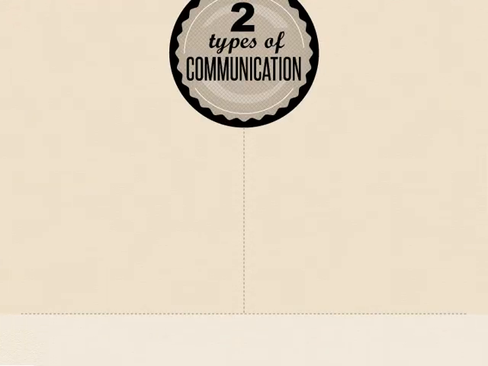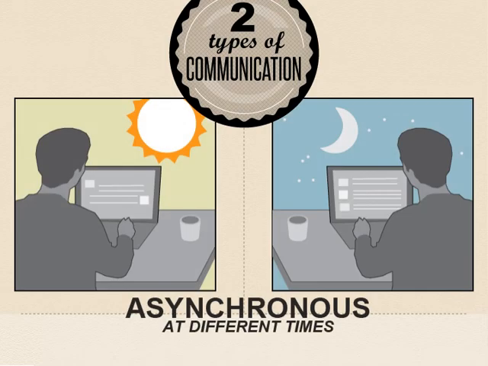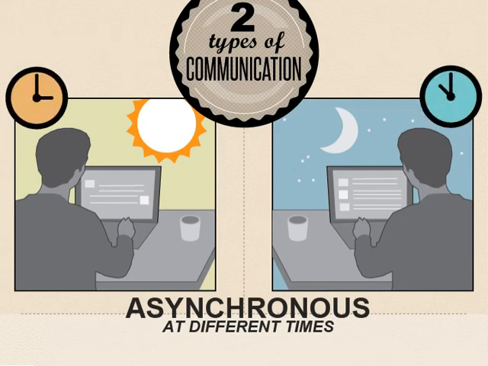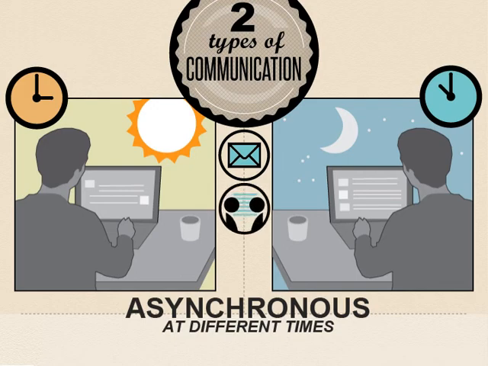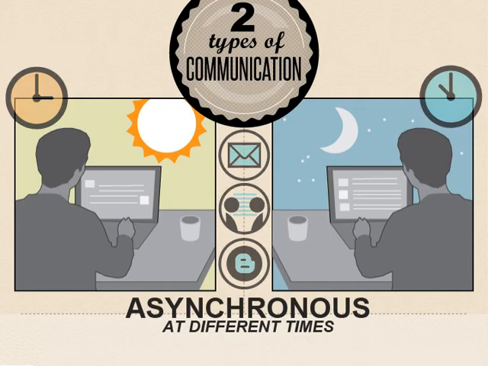Let's begin with a few definitions. First, let's talk about the two types of communication that can be used in an online class. Asynchronous communication is when you, your classmates, and your instructor participate in online discussions at different times, rather than in real time. So if you send your instructor a question via email, participate in an online discussion forum, or post to a blog for your class, you are communicating asynchronously.